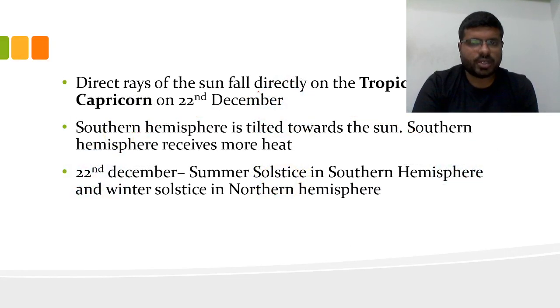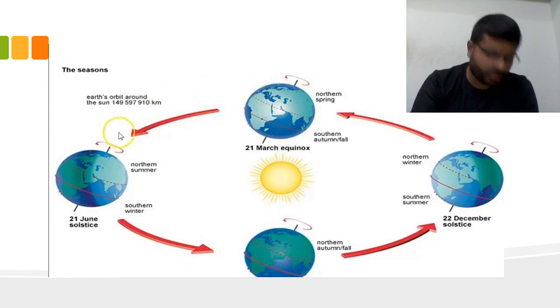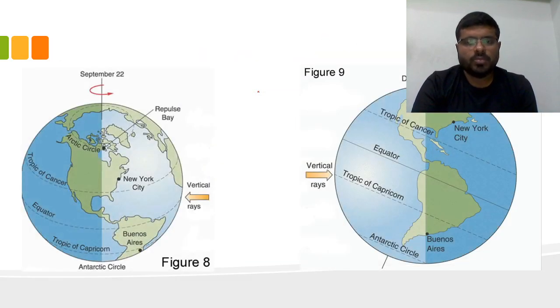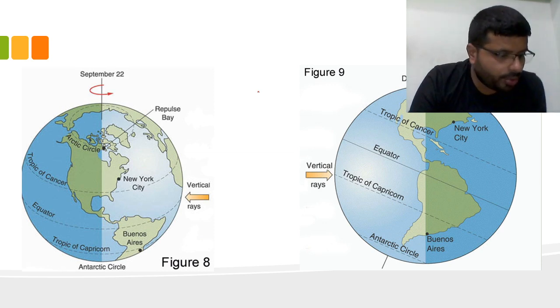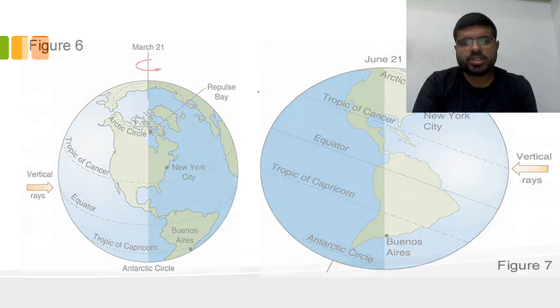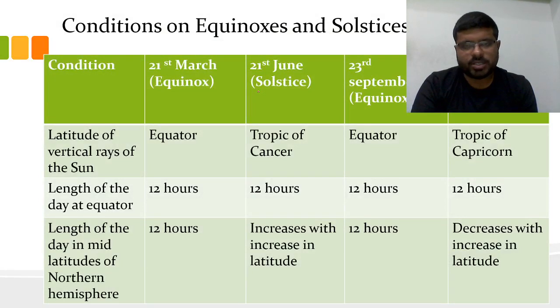So once again, just study here. 22nd December, what is happening? It is summer solstice in the southern hemisphere, winter solstice in the northern hemisphere. These are the keywords which you need to remember. So these are the diagrams. I hope you have understood very well. Based on this, I am going to give some conditions on equinoxes and solstices. Before you note this down, please understand this concept.